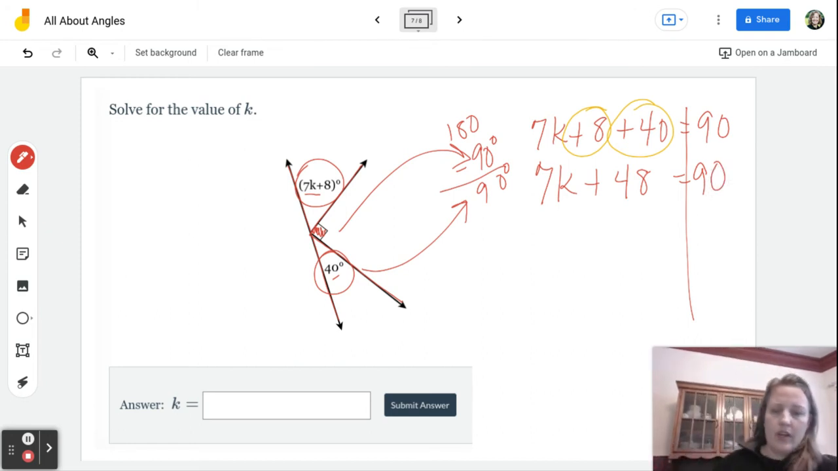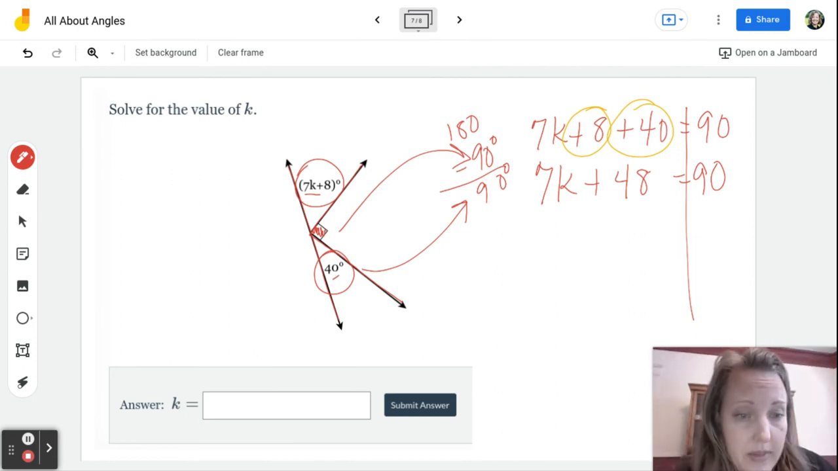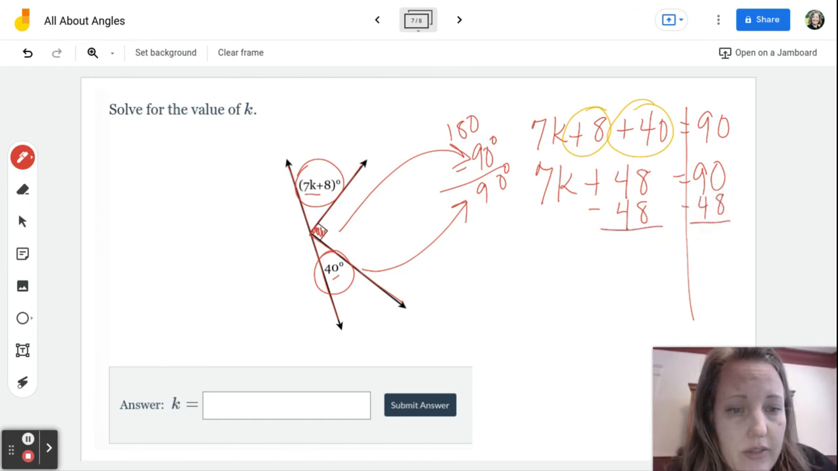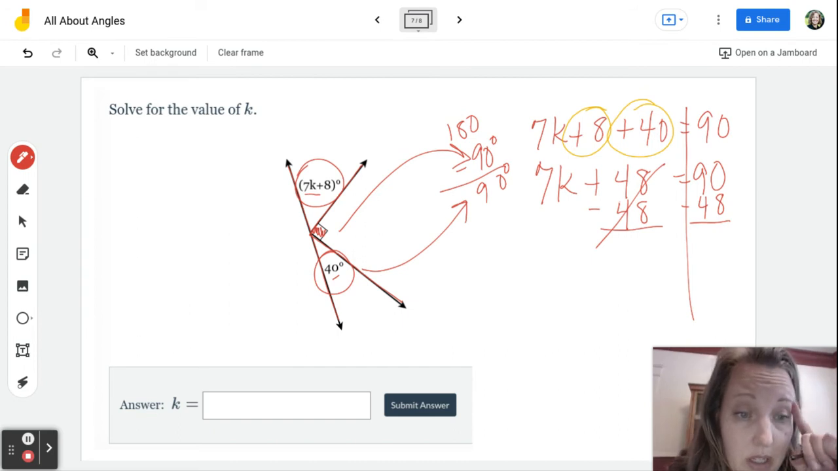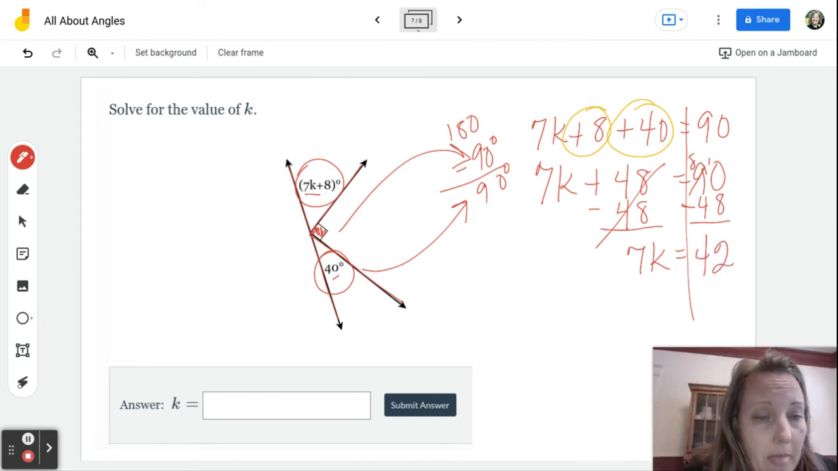Okay, so let's work to isolate that variable k in that expression. So we're going to find the additive inverse of 48, which is negative 48. Okay, additive inverses become 0. And then we have 7k is equal to, be careful here, it's a minus. So 90 minus 48. 10 minus 8 is 2. 8 minus 4 is 4. It's a positive, right? All right.